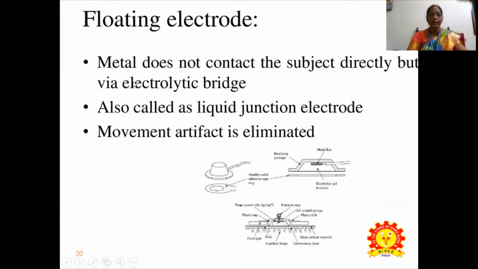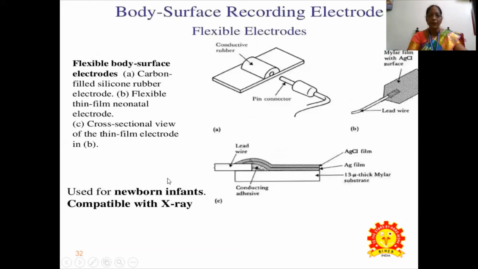In the floating electrode, the metal does not contact the subject directly, but through an electrolytic bridge, and it is also a junction electrode. Moving artifact is eliminated here. The diagram shows how it is fixed. Here the metal does not contact the subject directly, but through some electrolyte.